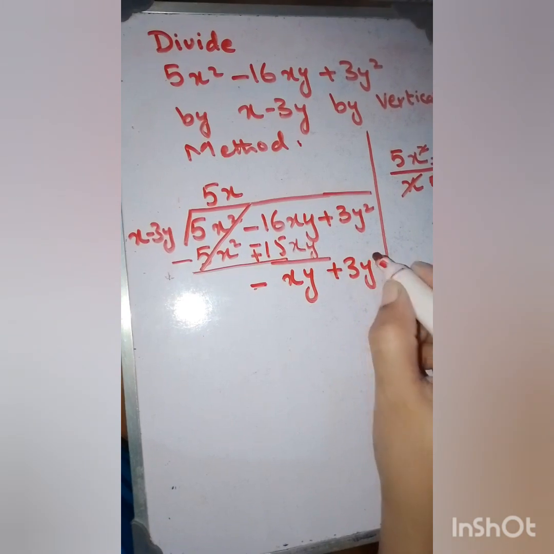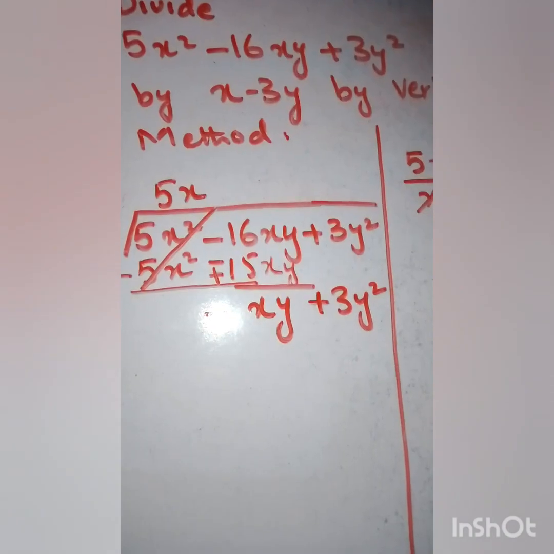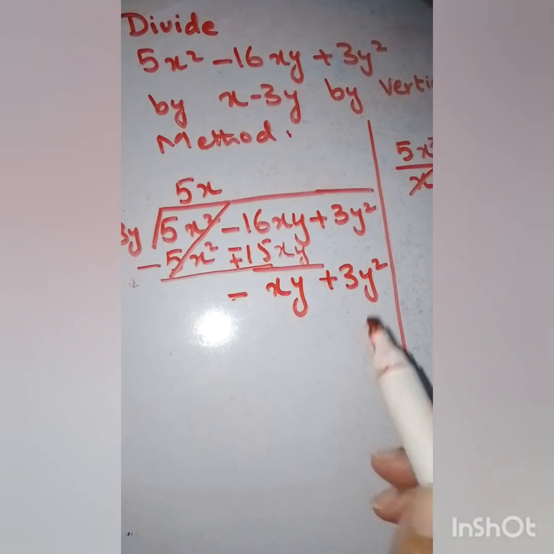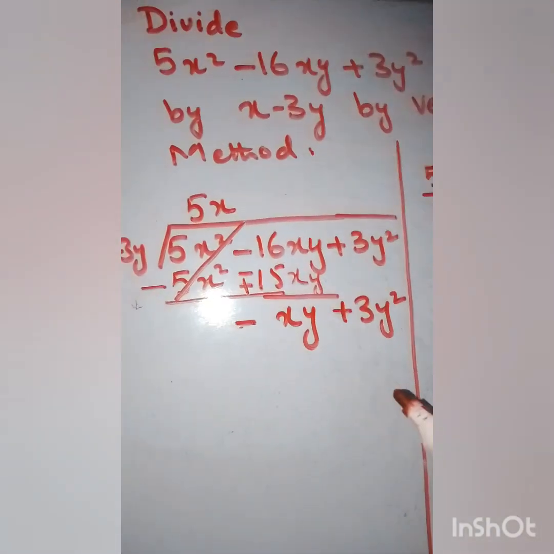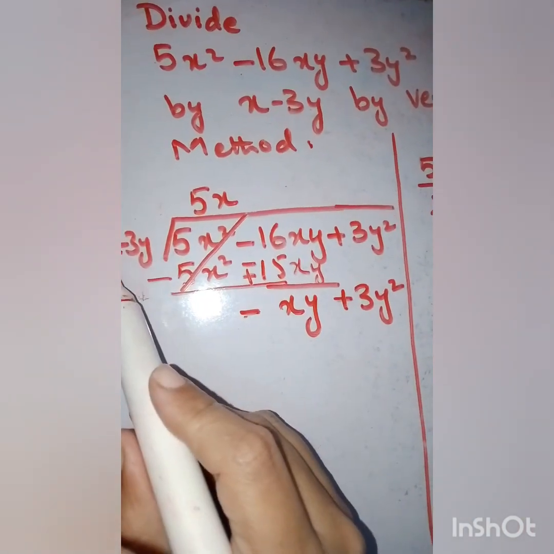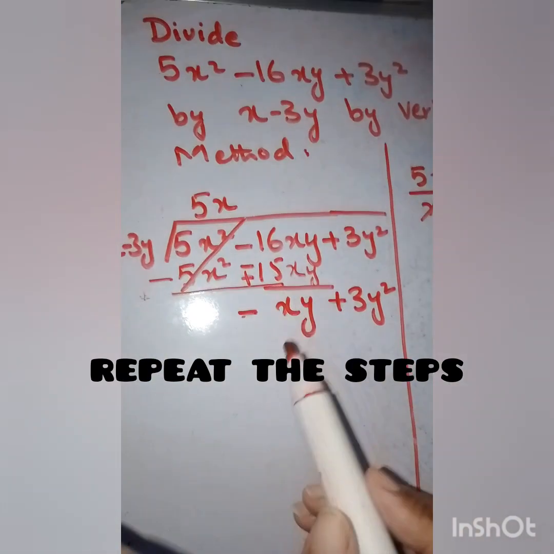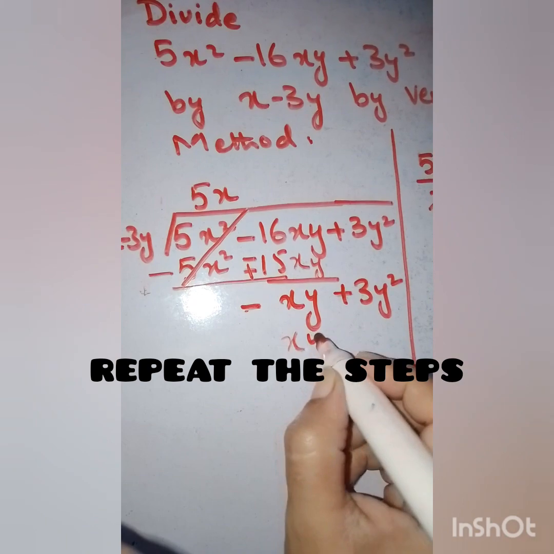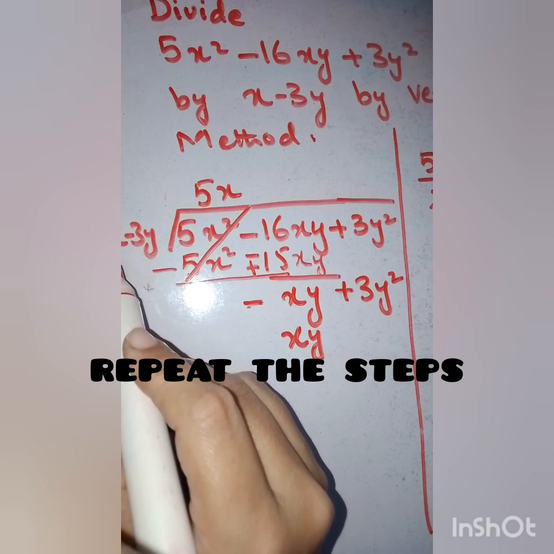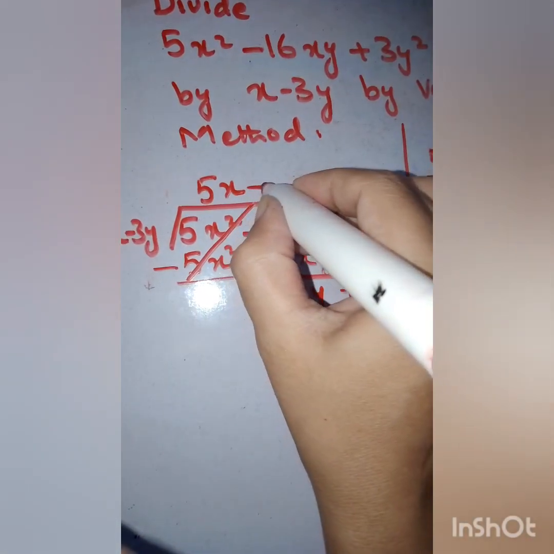Then we will do again the same method. Now here we have received this answer, minus xy plus 3y square. Now what variable are we supposed to take in order to get rid of this xy? Here you can see in the divisor we have x minus 3y. So if we take y and multiply with this x, it will be xy over here. So in order to make it xy, what variable are we supposed to multiply with it? Definitely the y. So we will multiply it with minus y.